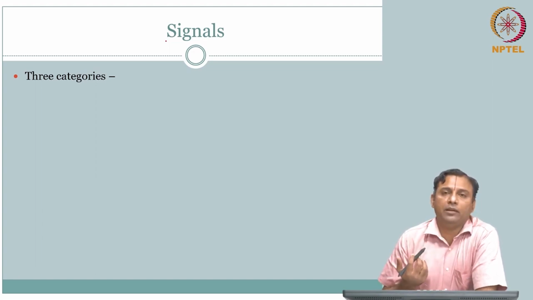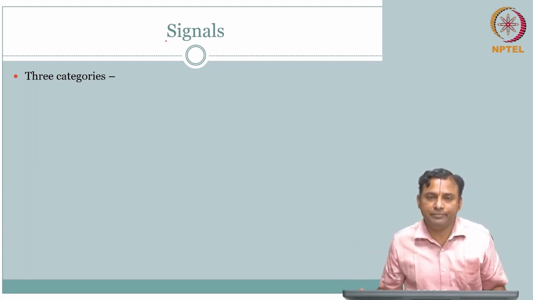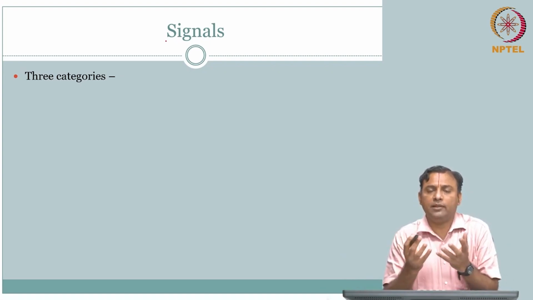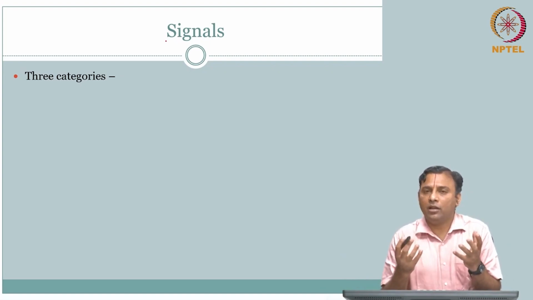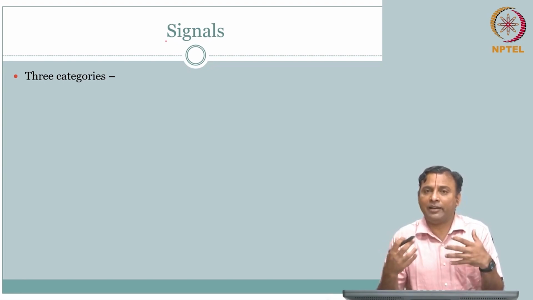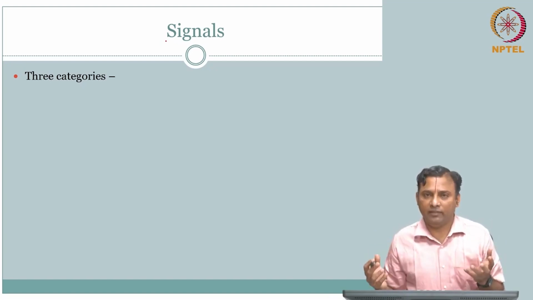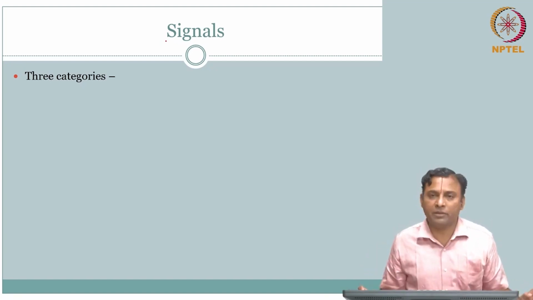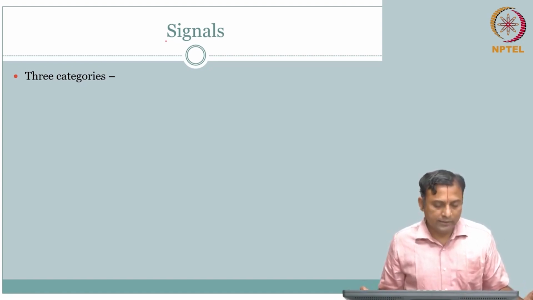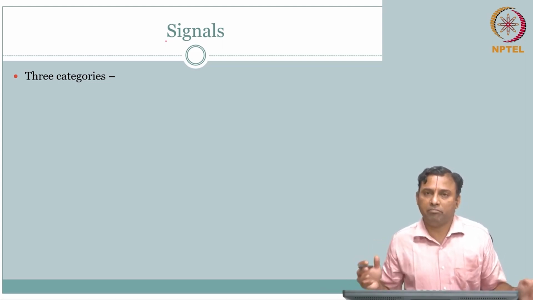It's nothing but a mathematical function of one or more independent variables. It's a mathematical form, so it's kind of a model that had better represent or capture something physical. That's when it becomes interesting. So a signal is a mathematical function of one or more independent variables.